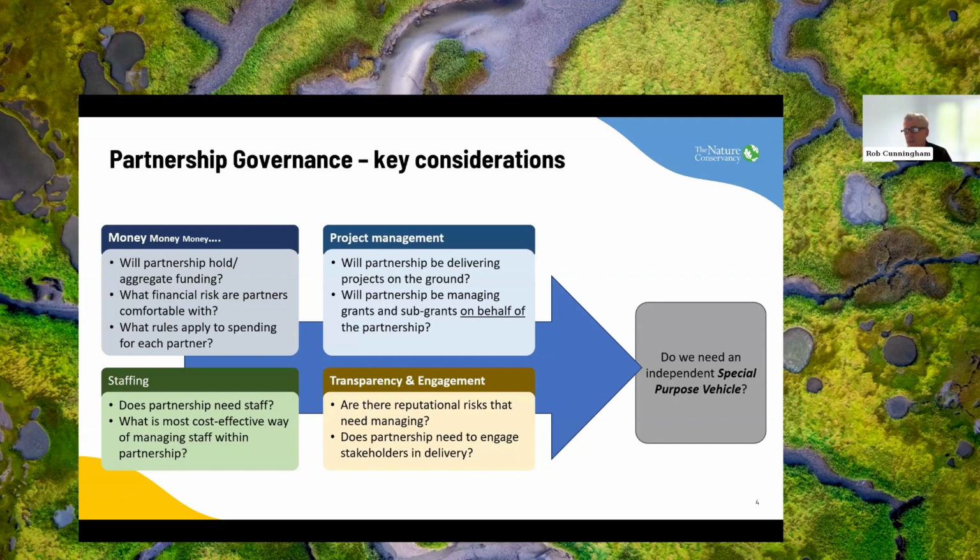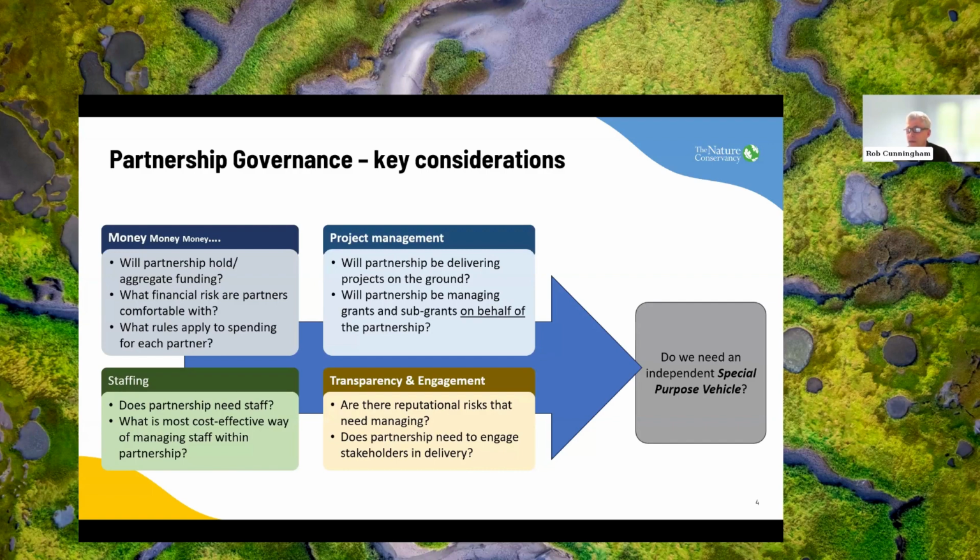Project management: are we going to be delivering these projects? Are we going to be dispersing funds for others to deliver? And how would we manage that funding, and how would we manage the risk from dispersing that funding? And then transparency and engagement. So, reputational risks. We all think nature-based solutions are brilliant, but we're doing things in the landscape. We're doing things in landscapes that people love.